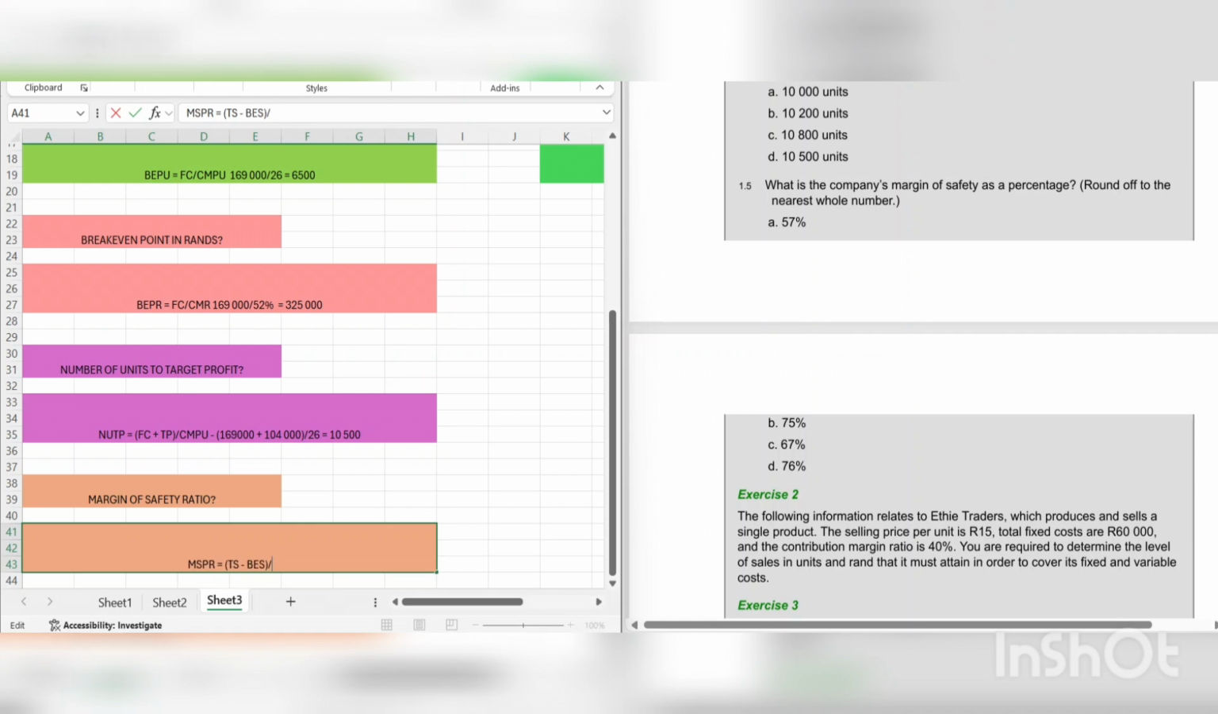Now just a quick note, I'll just put this here: your break-even sales is equal to your BERP, which is your break-even point, sorry, in rands. Break-even sales is equal to your break-even point in rands. All right, so now I'm just going to put it in.